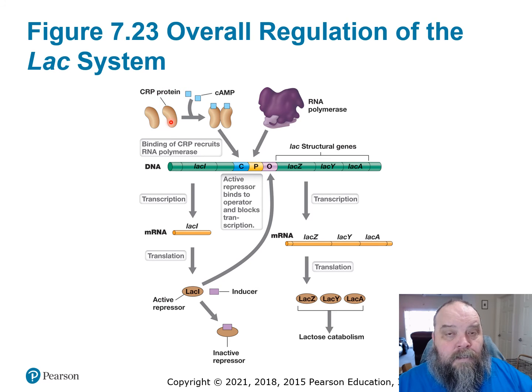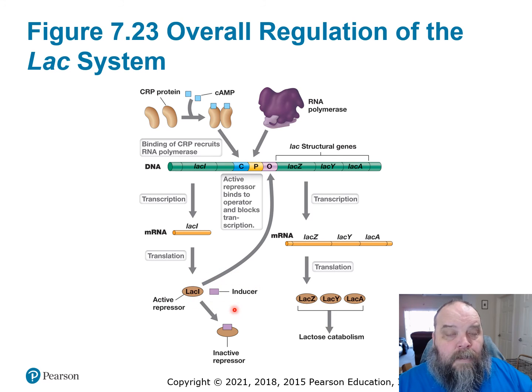Cyclic AMP and CRP protein bind the control element. They recruit an RNA polymerase. But it doesn't matter. Lac-L is still sitting there at the operator, hindering everything, unless an inducer comes along.